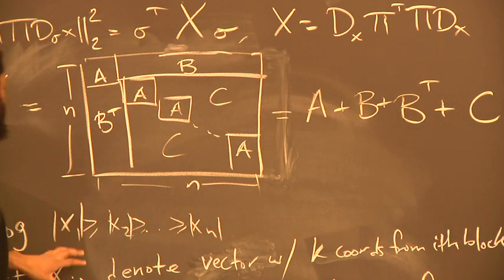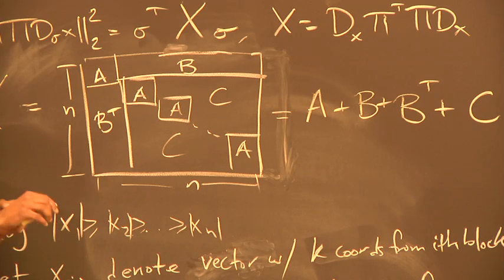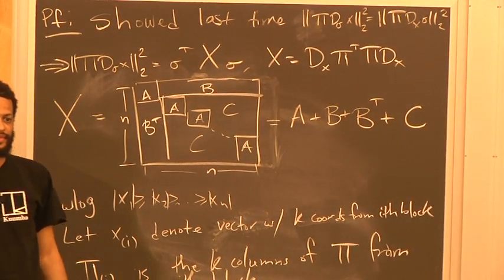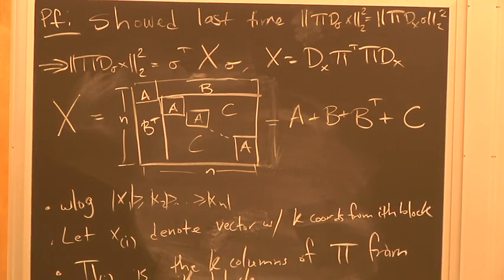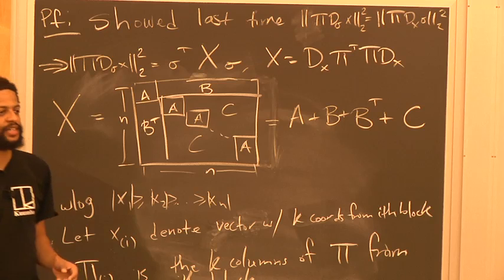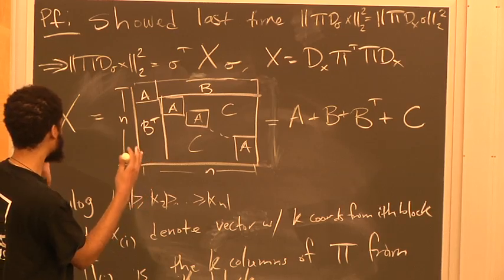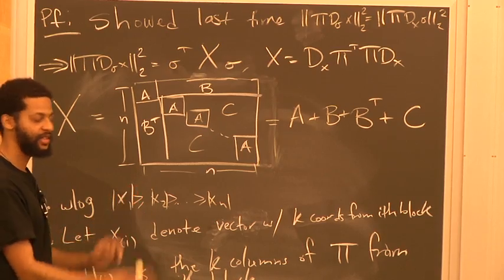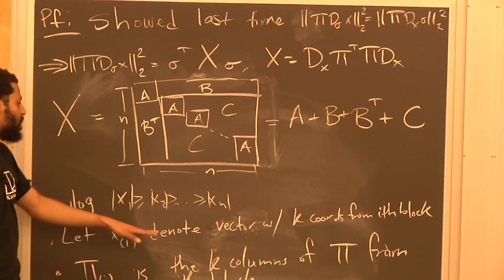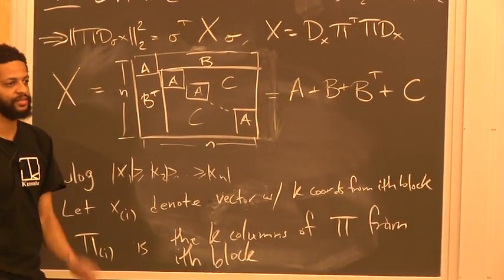So first of all, what I want to do is sort the entries of x by magnitude. This just amounts to permuting entries of x, which is the same as permuting columns in pi. It doesn't change any norms of anything. That's x the vector, the vector we're trying to preserve. So I'm going to assume that the entries of x are sorted. And also, x paren i is going to denote a k-sparse vector, which is the entries of x that correspond to the ith block. So block one is x1 up to xk. Block 2 is xk plus 1 up to x2k, etc. So x paren i is the k-sparse vector corresponding to the ith block in the sorted order. And then also pi i is the k columns of pi from the ith block. So pi 1 would just have the first k columns, etc.